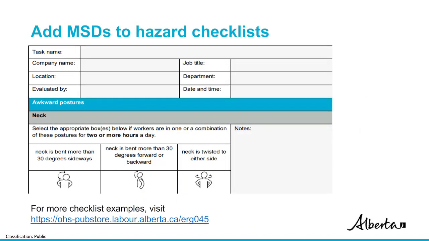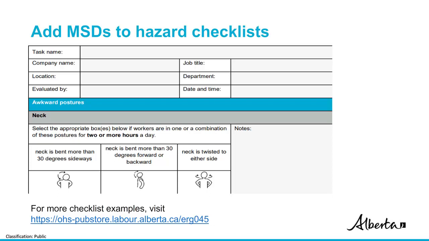Add information about MSD hazards and whether their controls are in place to existing checklists you may use. You can use a second checklist that focuses on ergonomics along with your main inspection checklist. Either way, checks should be specific for your worksite.